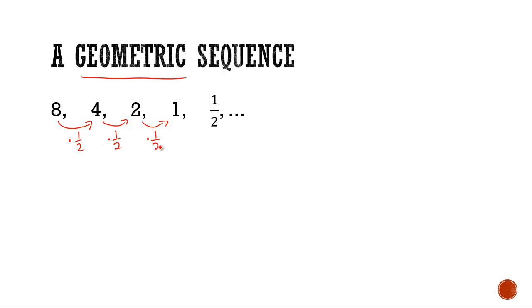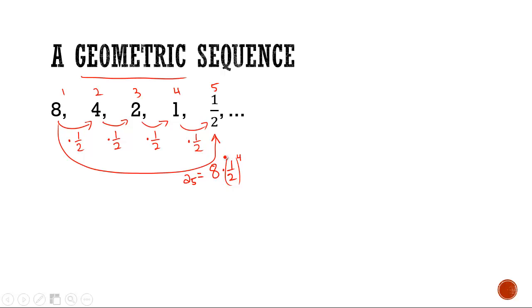That way you can use exponents to summarize how many halves you've multiplied by. So from 8 to get to a half, you've gone 8 times a half. How many times? 4 times. However, this is the 1, 2, 3, 4, 5th term. So A5 is 8 times 1/2 to the 4. So this leads us to the nth term being 8 times 1/2 to the power of n minus 1, one less than the number of the term.